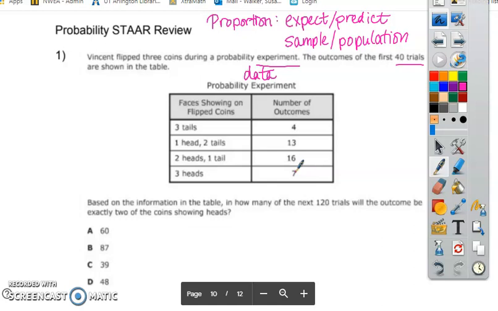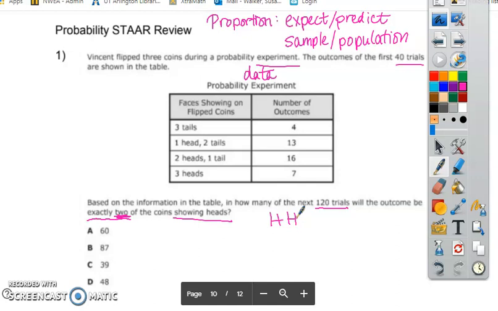So this says, based on the information in the table, how many of the next 120 trials will the outcome be exactly 2 of the coins showing heads? Okay, exactly 2 showing heads. So I have to have heads, heads. Now, in this problem, one thing I wish is that they used that word expect or predict, because they didn't do it. It says, based on the information, how many of the next 120 trials will the outcome be exactly 2? How many would we expect? How many would we expect?